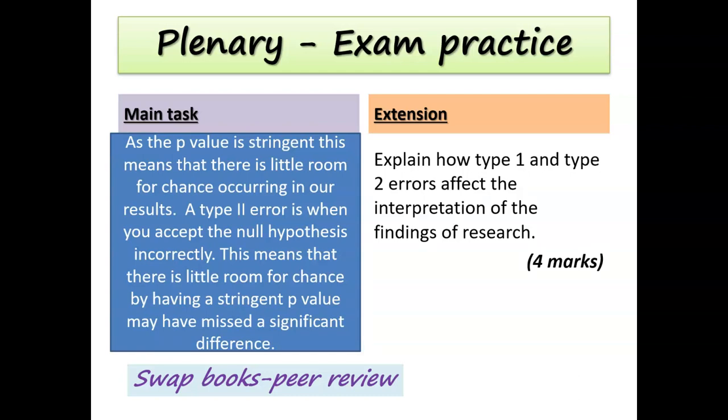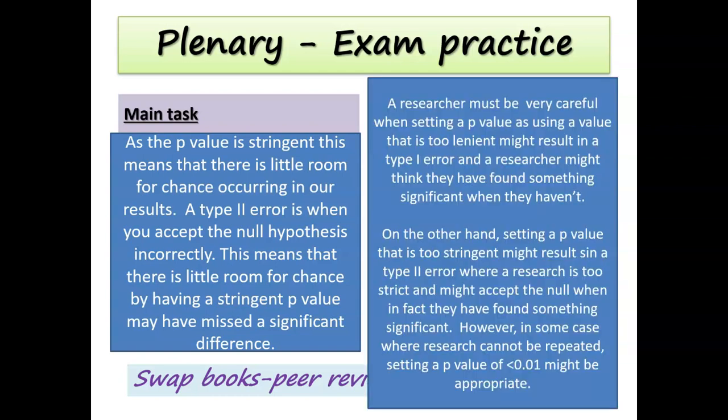So first answer, compare this to your own. As a p-value is stringent, this means that there is little room for chance occurring in our results. A type 2 error is when you accept the null hypothesis incorrectly. This means that there is little room for chance by having a stringent p-value, and this may have missed a significant difference.